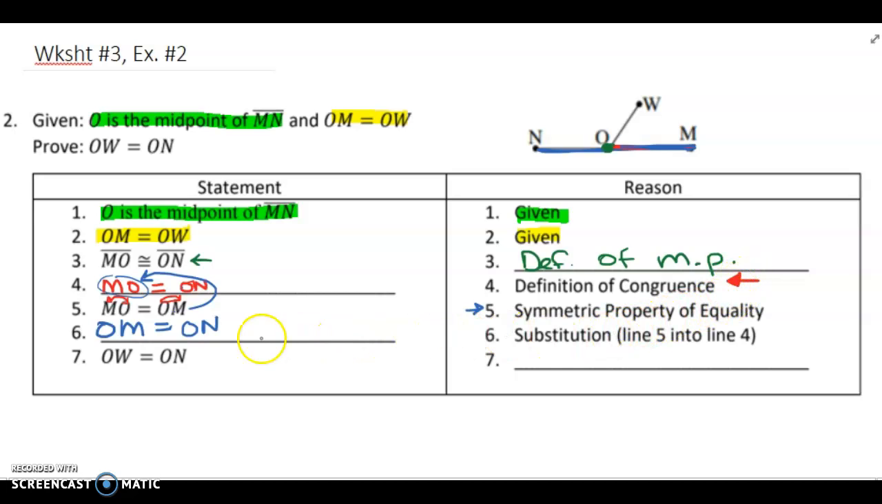Okay, well now if I look from line 6 to line 7, it's the same thing except now my OM has changed to an OW. And the reason it can do that is because of this line here. OM and OW are the same, they're equal, so I can substitute OW in for OM. So I'm substituting line 2 into line 6. And we are done with the second proof.